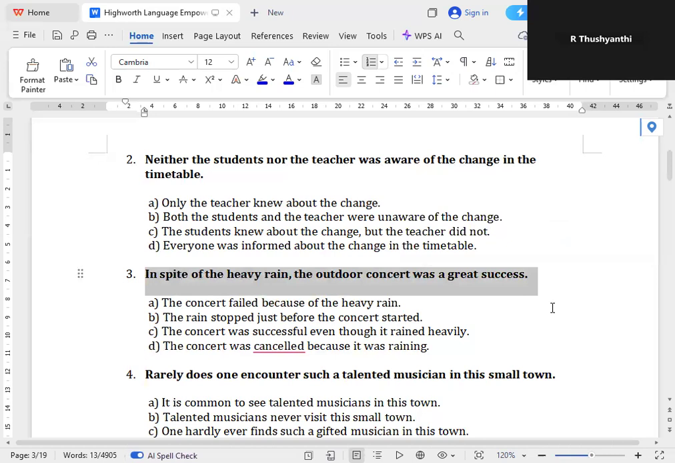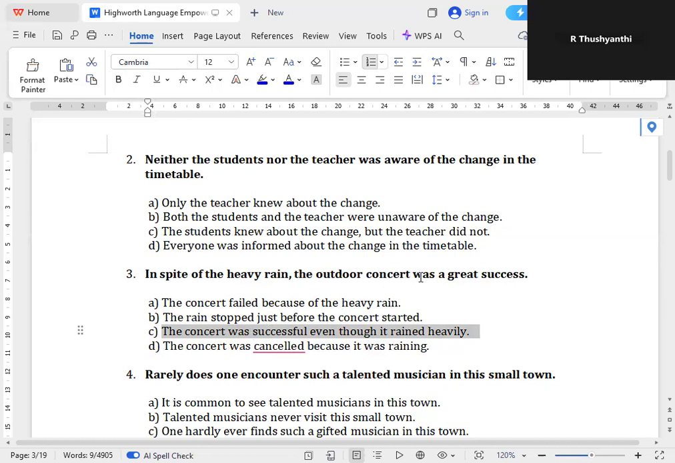Right. Now let's see the right option below. The concert failed because of the heavy rain. It says the concert failed, but here we can say the concert was a great success. The rain stopped just before the concert started. No, they didn't tell anything like that. The concert was successful even though it rained heavily. Yes. See, the concert was successful even though it rained heavily.